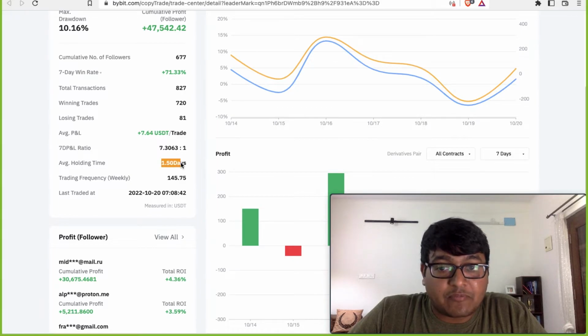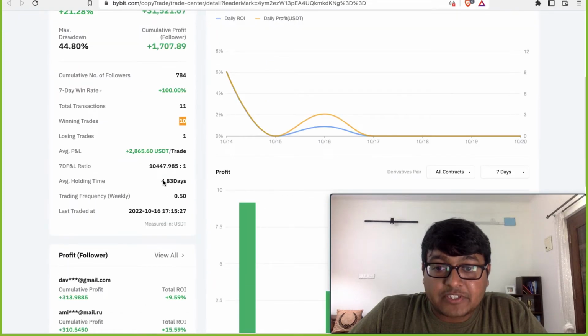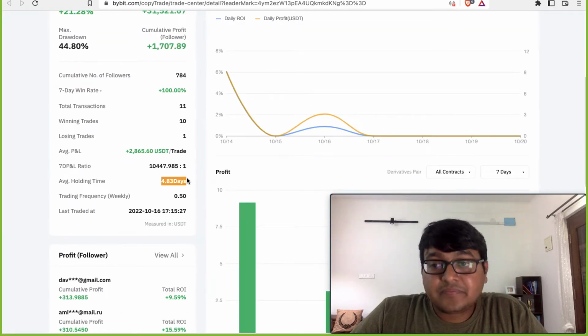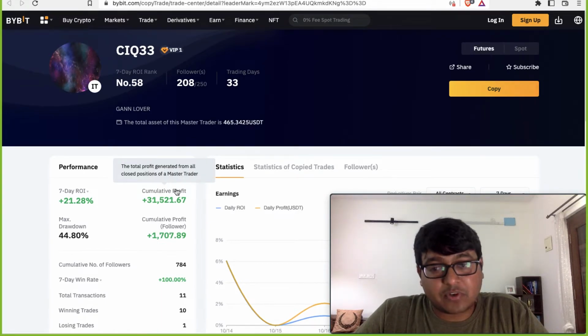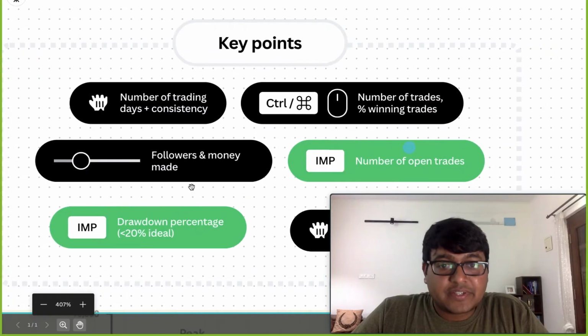Now, in something like Bybit, you might have to look at something like this: average holding time, 1.5 days. Whereas for the other trader, that number is 4.83 days. So somebody who is staying lesser in time and still pulling out, making some profit, that is what matters.